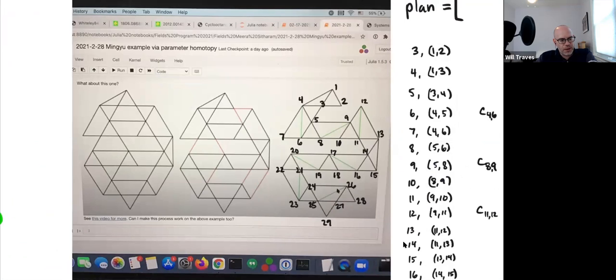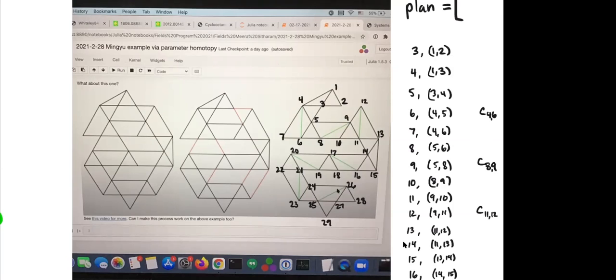Then you use parameter homotopy to get a solution to your original system, a meaningful solution, and then you use monodromy to produce many solutions to your original system. Exactly. Yeah. Great. Thanks. That's awesome.